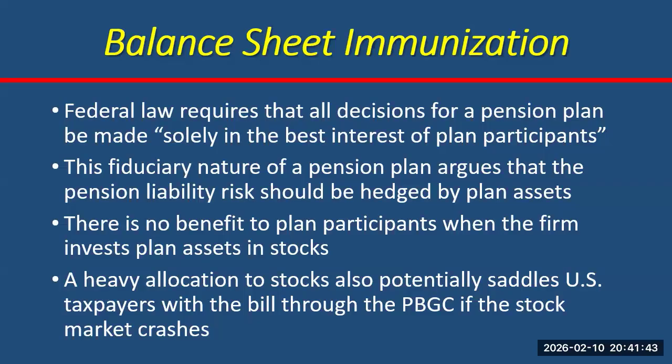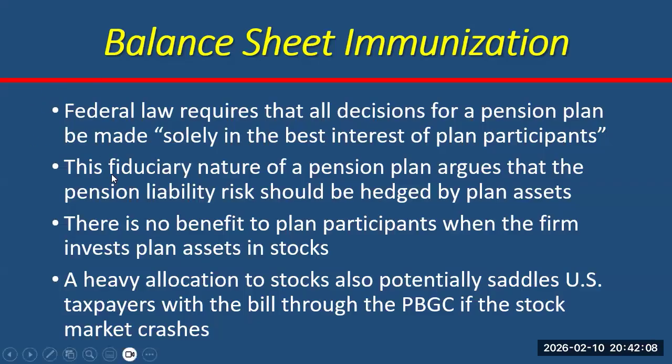What happens if the stock market crashes? Now we've got a pension plan that has a $3 billion liability, but the assets are only $2 billion. Do they benefit from that? They're harmed by that, right? Because now you don't have the assets to pay their pension. So putting a pension plan in the stock market is of zero benefit to the participants, and it actually can harm them because you may not be able to pay their pension.